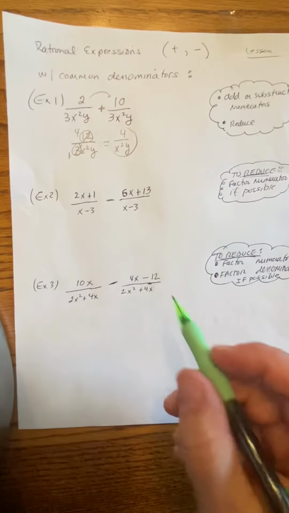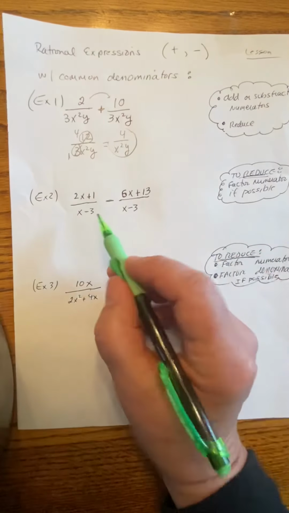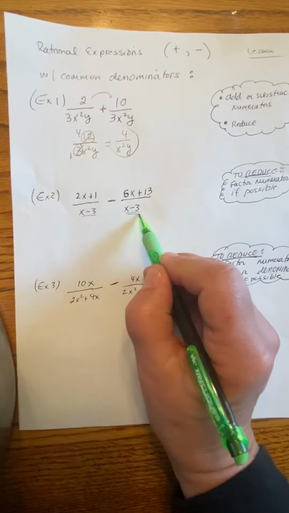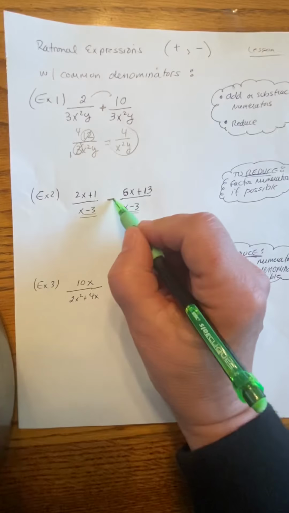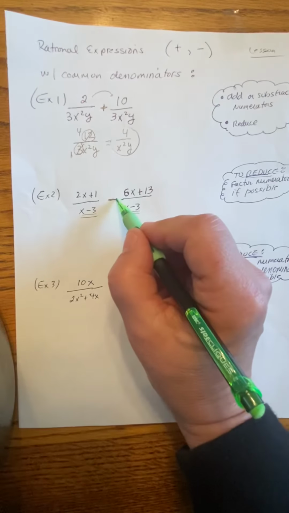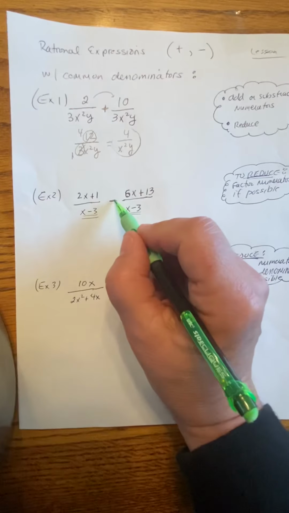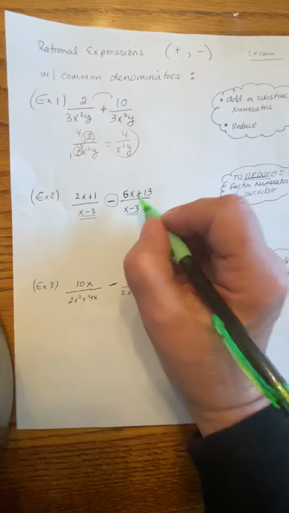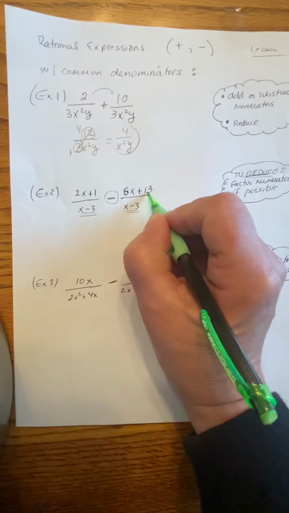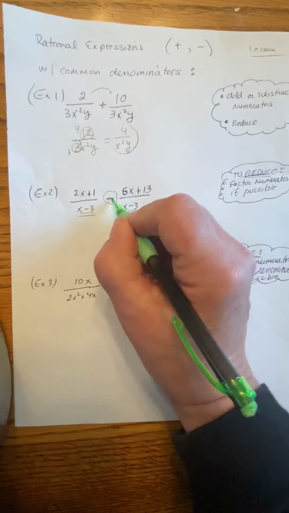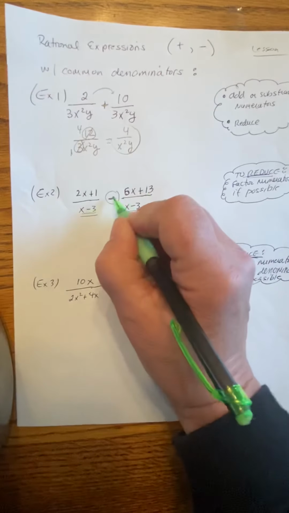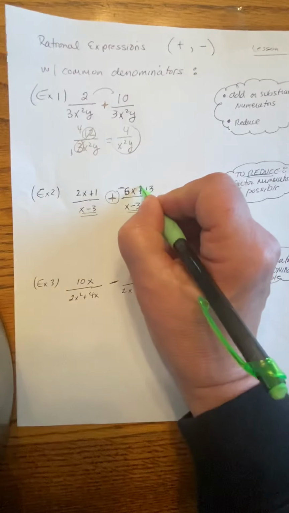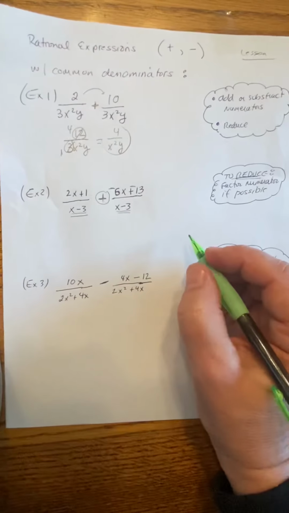The next example, again, we look at our denominator. We see that it's common with an x minus 3 and an x minus 3. So now what we're going to do is subtract the numerators. And again, what we want to remember is that this is a subtraction of fractions with an algebraic expression in the numerator, so we want to make sure that we add the opposite of every term. So we'll add the opposite of 6x and the opposite of 13.